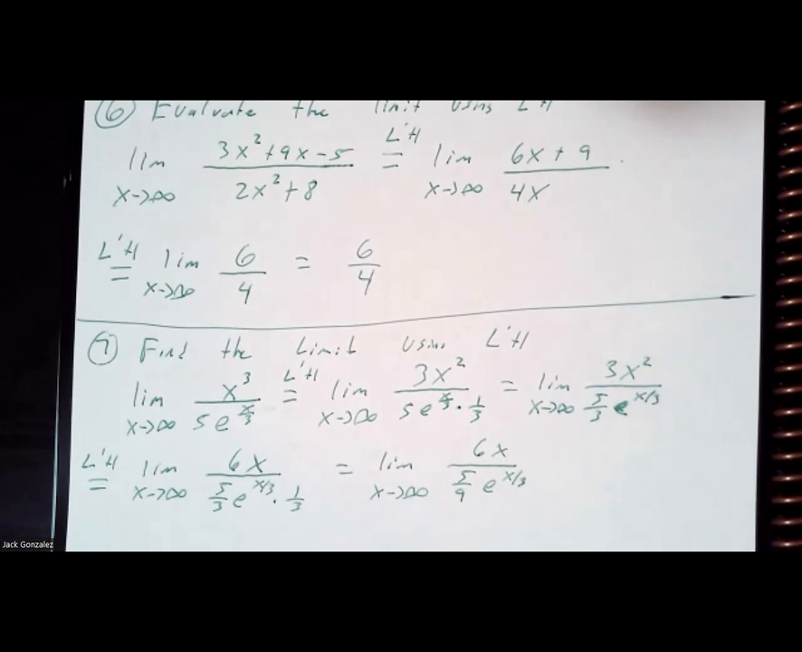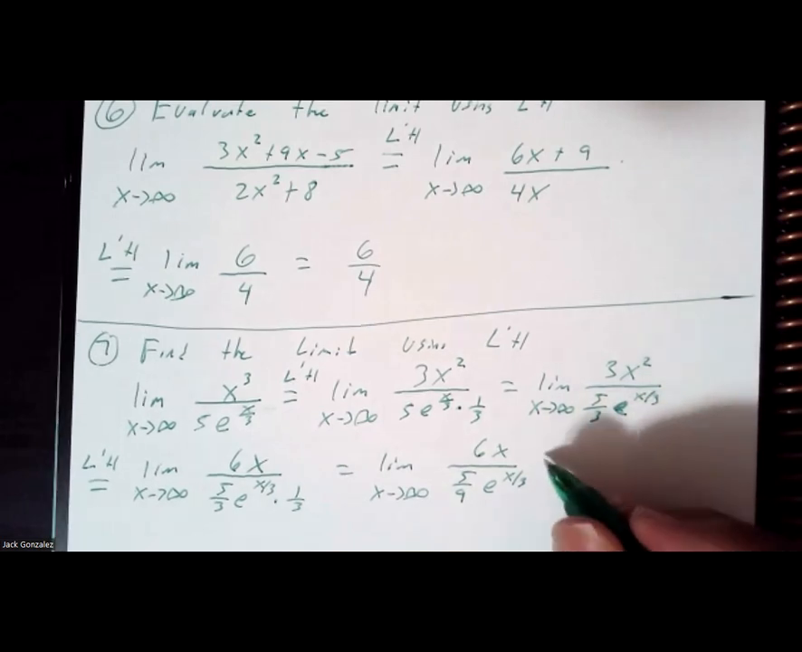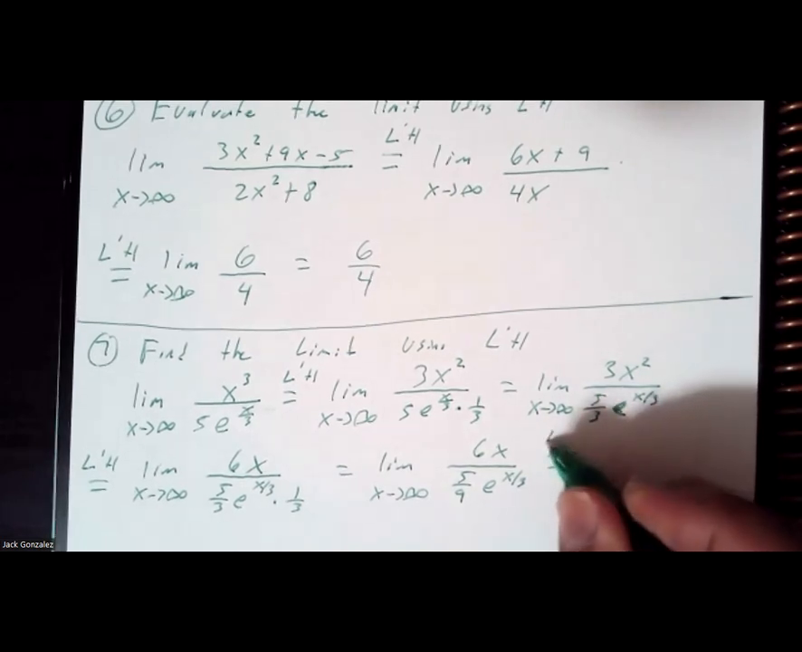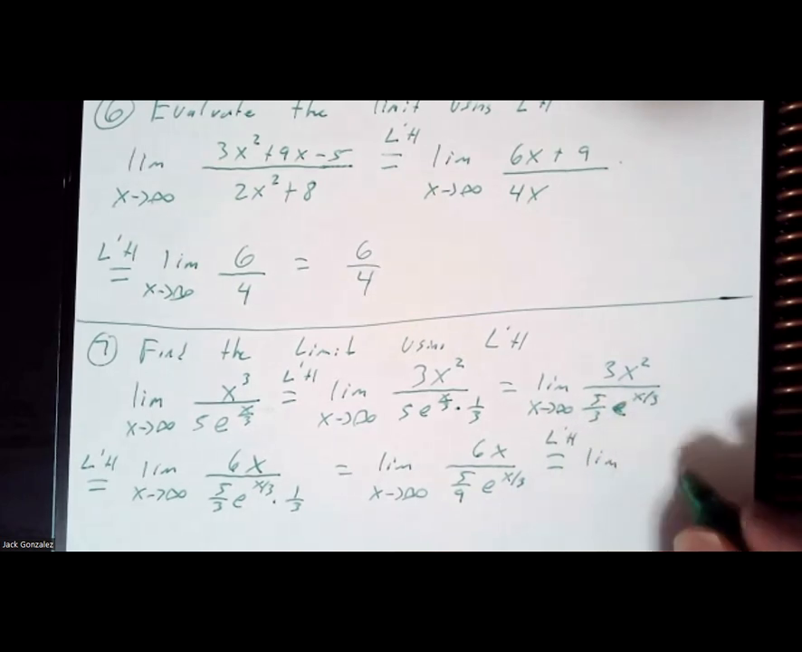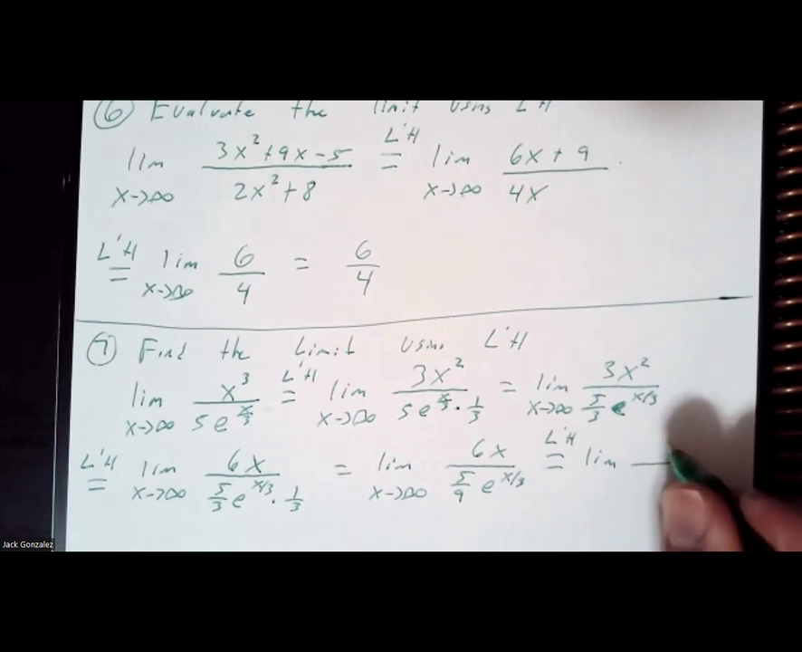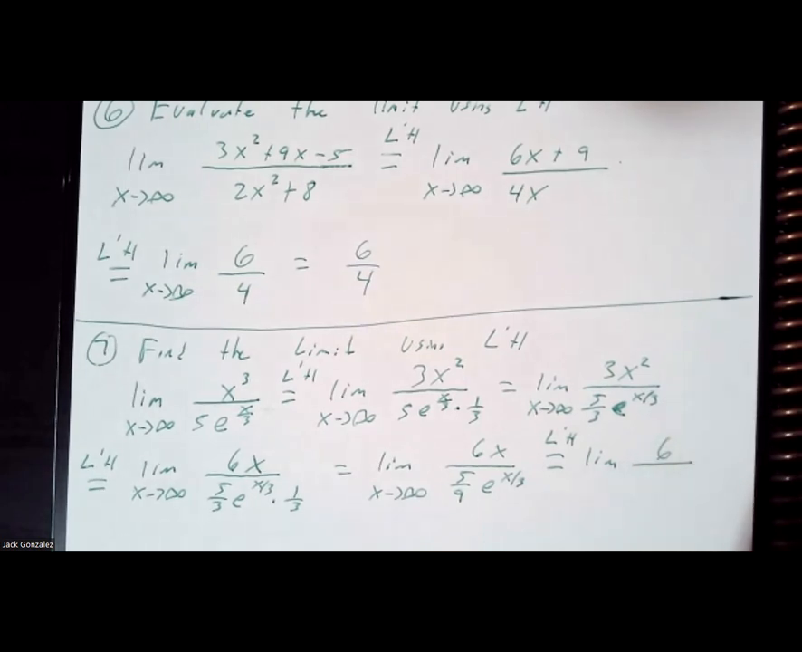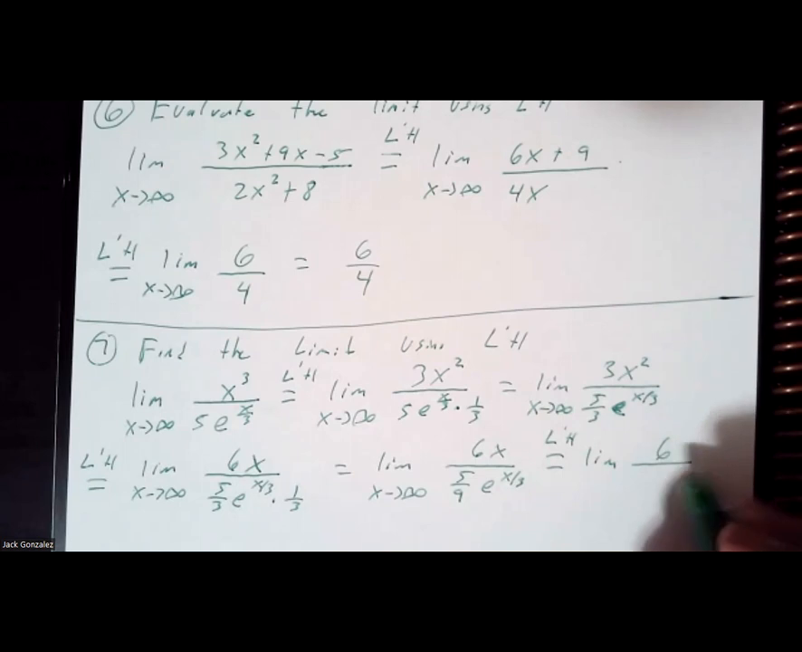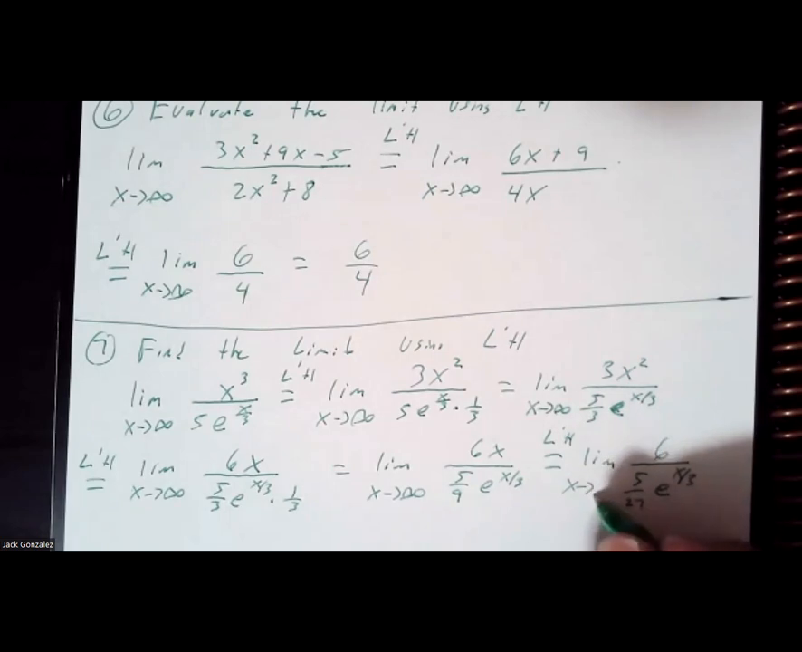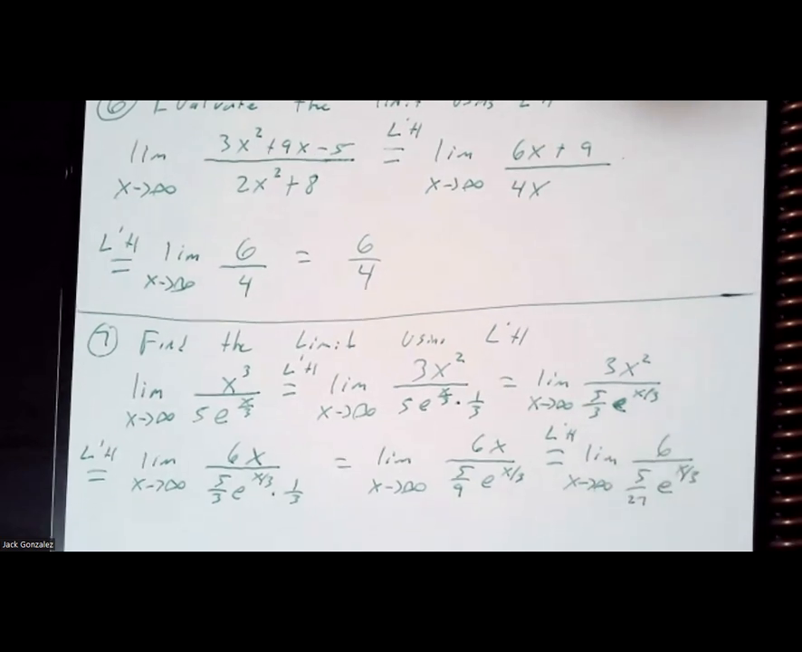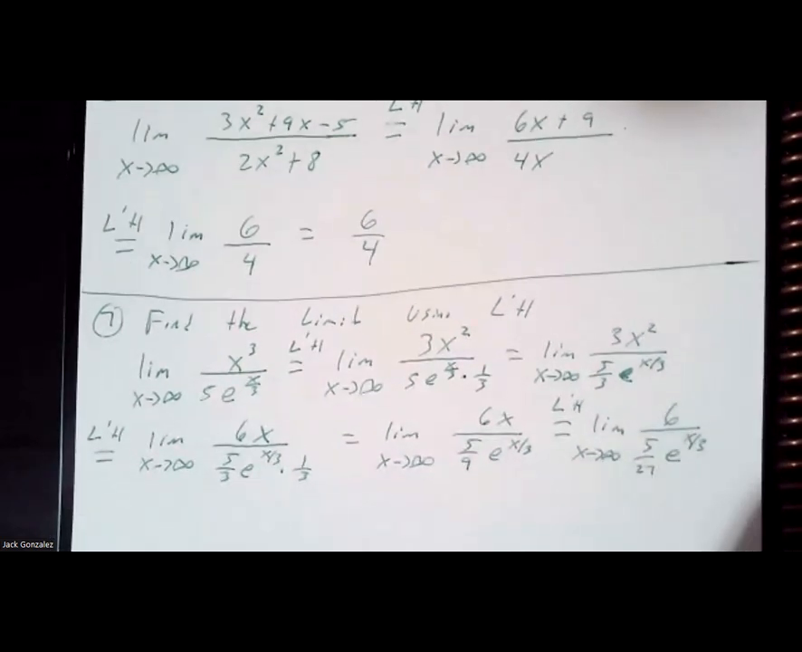All right, one more time. Looks like all we need is one more L'Hopital. So this will be 6. Bottom will be the same thing, so times a third, and that'll be 5 over 27 e to the x over 3. It's getting a little messy there.